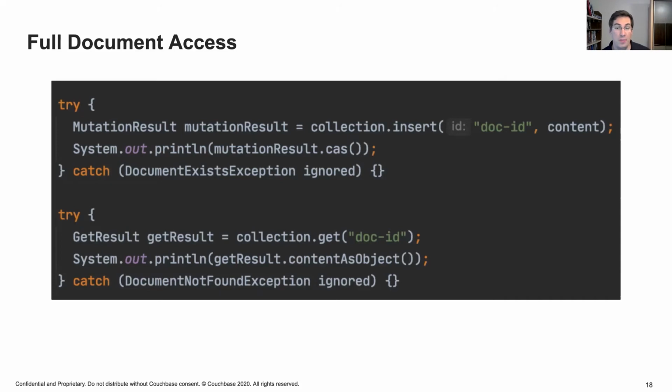optimistic concurrency. And because the semantics of insert say, hey, if the document already exists, don't store it, we'll get a document exists exception, and in our case, we just ignore it. And then on the retrieving side, we can call our collection.get with document ID, which returns a collection result. And in our example here, we print the content that we just stored. And if we get a document not found exception, we ignore it as well here. But keep in mind, if the document is not found, you'll get an exception that you can handle properly.